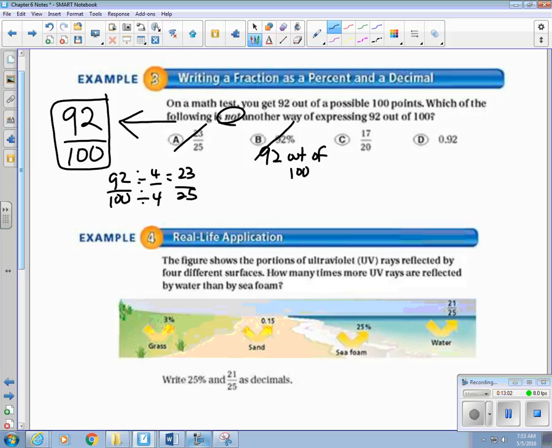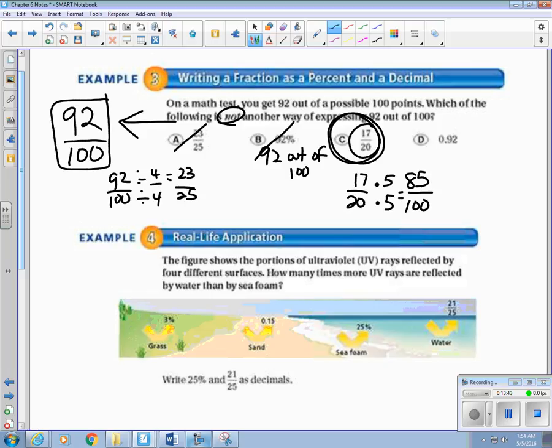C is 17 over 20. Now, to compare 92 out of 100 and 17 over 20, I need to take this fraction and turn it into something over 100. So if I have 17 over 20, I can multiply the top and the bottom by 5 to turn it into a fraction out of 100. 20 times 5 in the denominator is 100. 17 times 5 in the numerator is 85. 85 out of 100 and 92 out of 100 are not the same. So C is the one that is not equivalent, or not another way of expressing 92 out of 100.